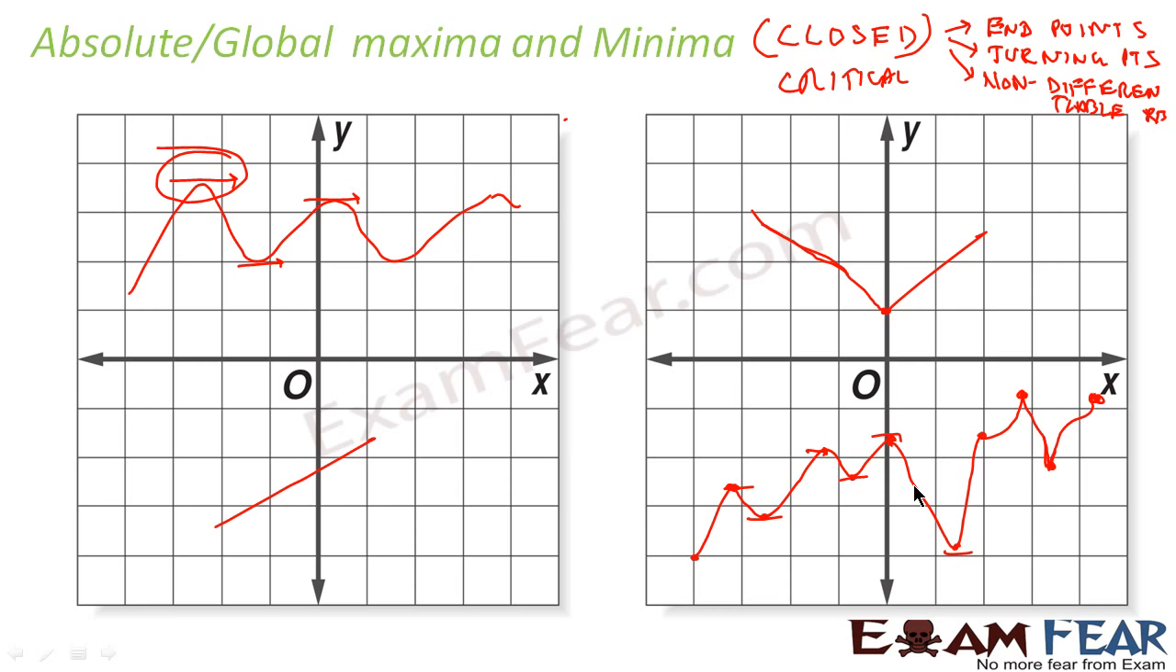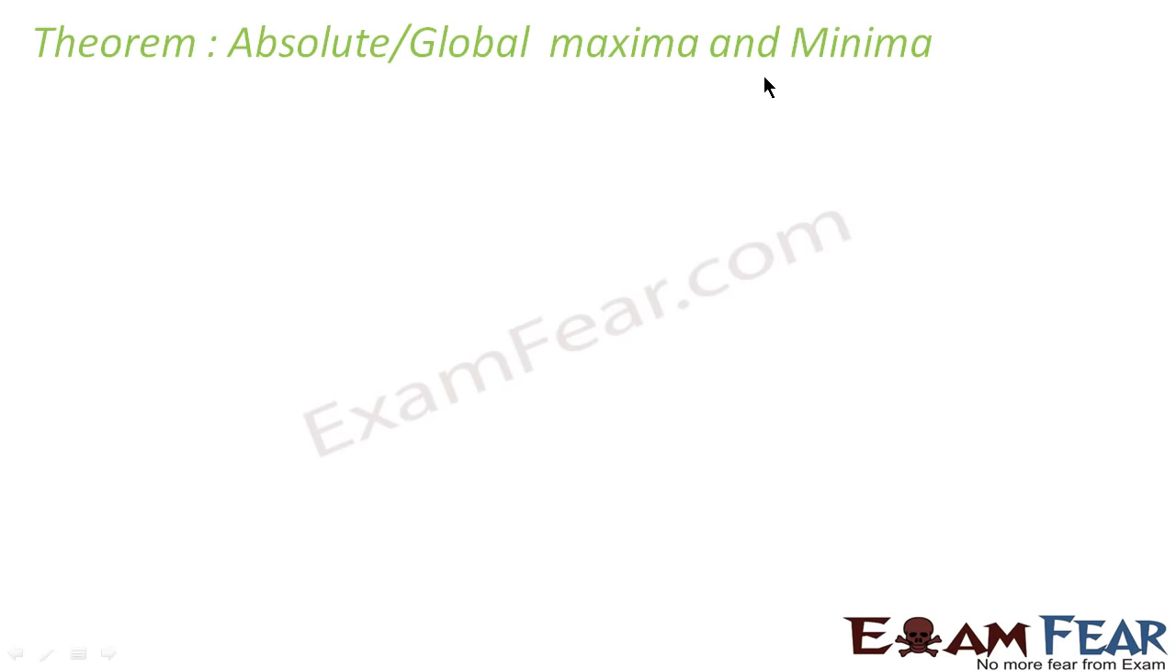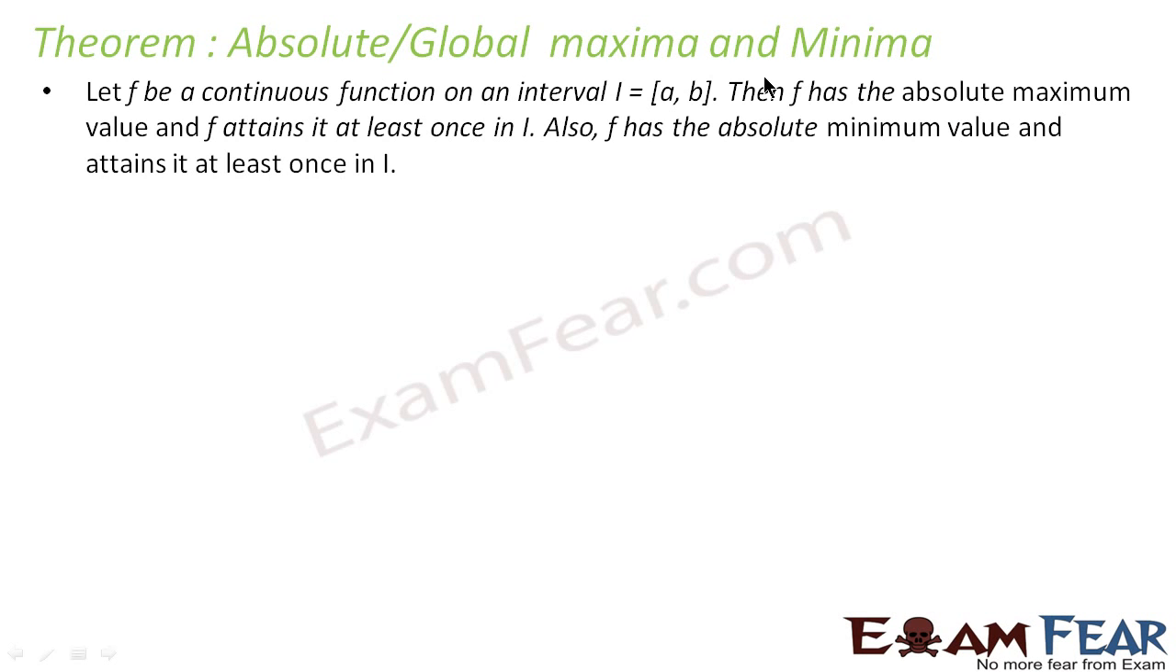We'll take some examples, but just understand that here also the critical points are endpoints, turning points, and non-differentiable points. The only extra addition is the endpoint, because now we know which is the starting point and which is the end point, because it's a closed interval. There is a theorem on this. It says that if my function is continuous on a closed interval, then f will have an absolute maximum and an absolute minimum, attained at least once.